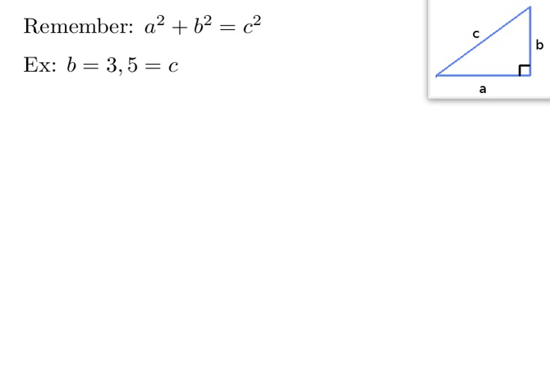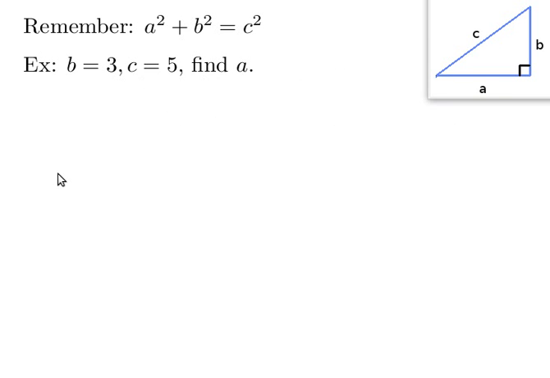Oh, I didn't even put that out of order. C equals 5. So b equals 3, c equals 5. Find a. So we know what b is, we know what c is, but we don't know what a is.